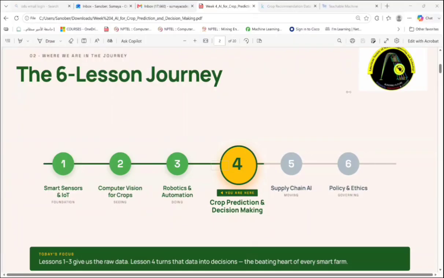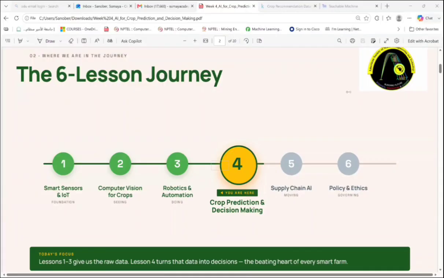Right? So what is decision making? For example, a soil sensor may report that moisture is low. This measurement is required to make a decision: whether the farmer should irrigate now, wait for the expected rain, or irrigate only one section.